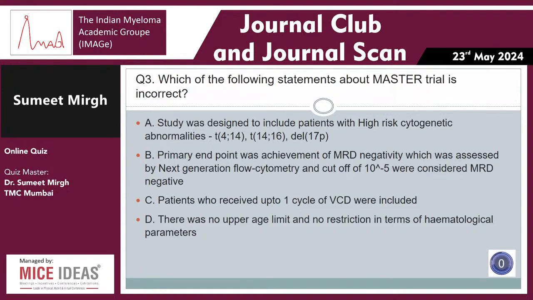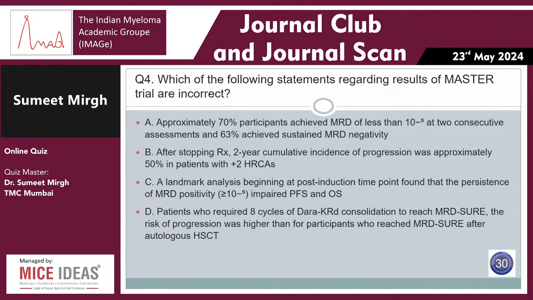Next question. Which of the following statements, again regarding the results of the MASTER trial, are incorrect? Option A, approximately 70% achieved MRD of less than 10 power minus 5 on 2 consecutive assessments, and 63% had sustained MRD negativity. Option B, after stopping treatment, the cumulative incidence of progression in patients with 2+ HRCAs was 50%. Option C, a landmark analysis at the post-induction time point found that patients with MRD positivity had impaired PFS. And last option, those who required 8 cycles of Dara-KRd consolidation to reach MRD negativity, the progression was higher compared to others.